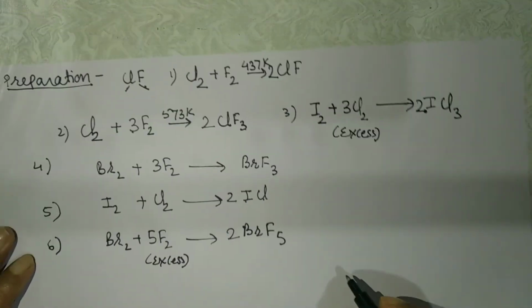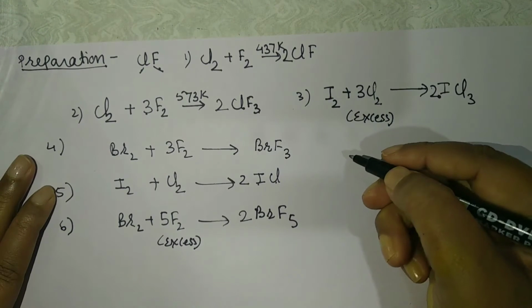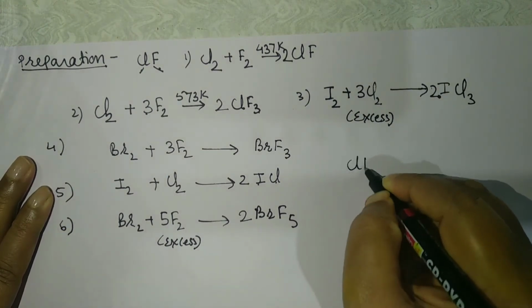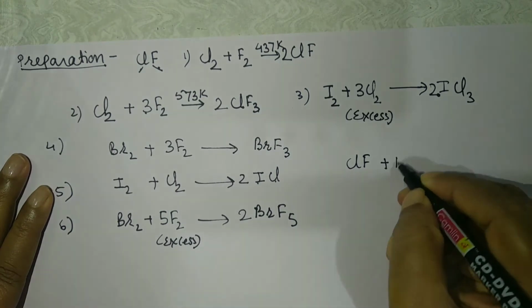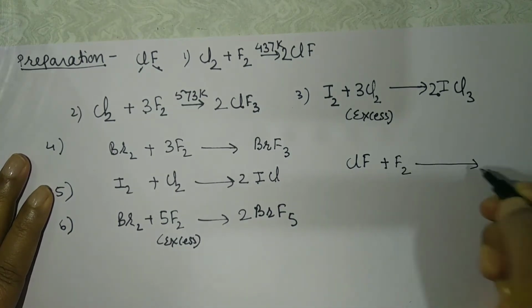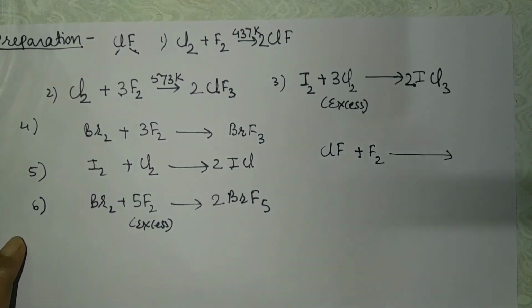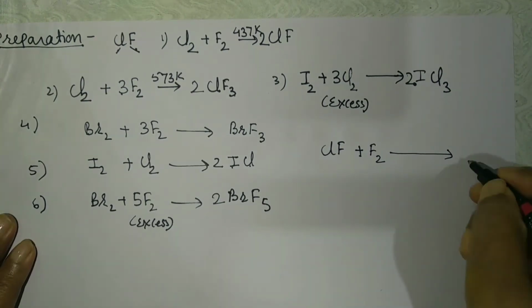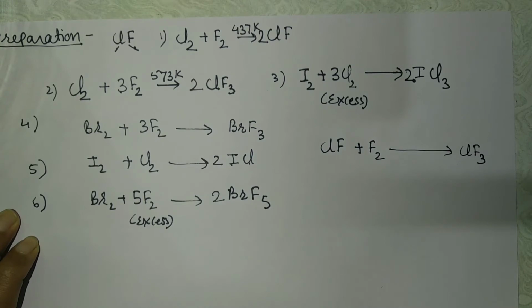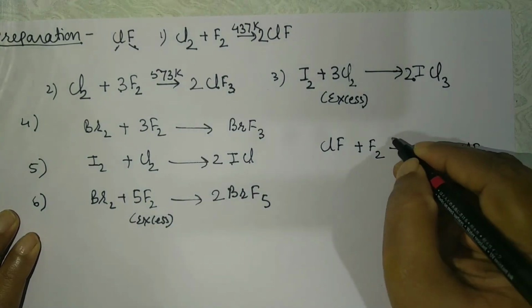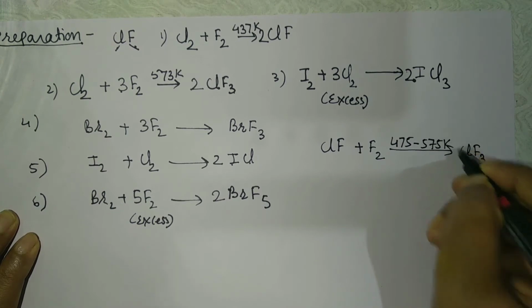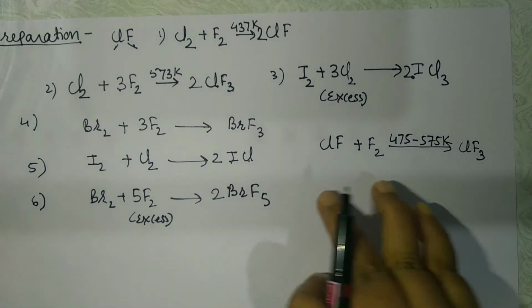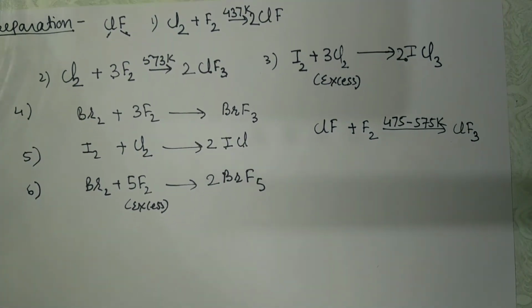One of the best examples you have is ClF plus, if you want a higher interhalogen compound, fluorine, so this will give you ClF3. So this is also one of the reactions, just a combination reaction. This takes place at nearly 475 to 575 Kelvin. So lower to higher interhalogen compounds.